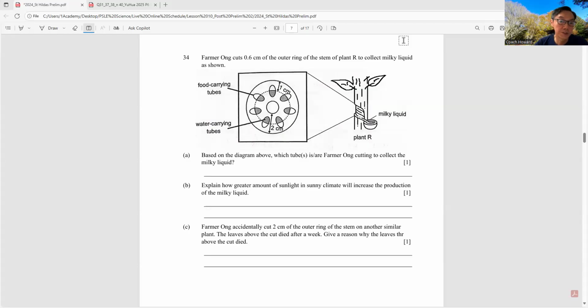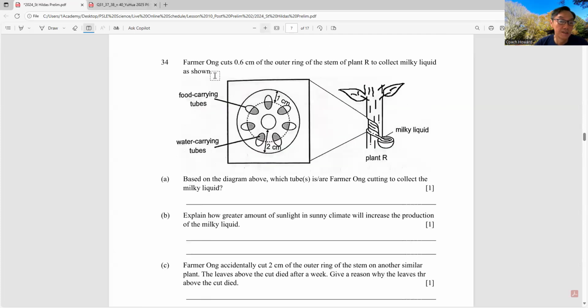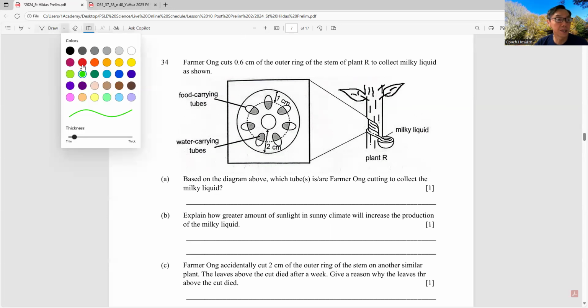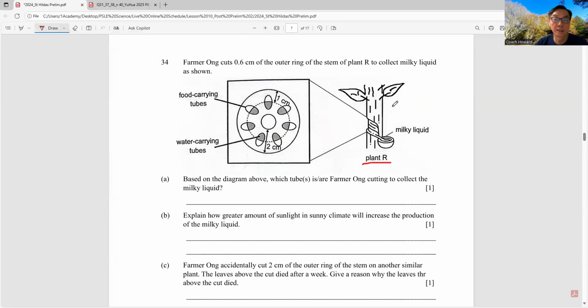Hello, let's continue with this section B open-ended questions. Farmer Ong cuts 0.6 centimeter of the outer ring of the stem of plant R. So you can see on the right-hand side, this is plant R, to collect milky liquid as shown. So quite likely this is a rubber tree, right? So the latex flows out to this cup here.